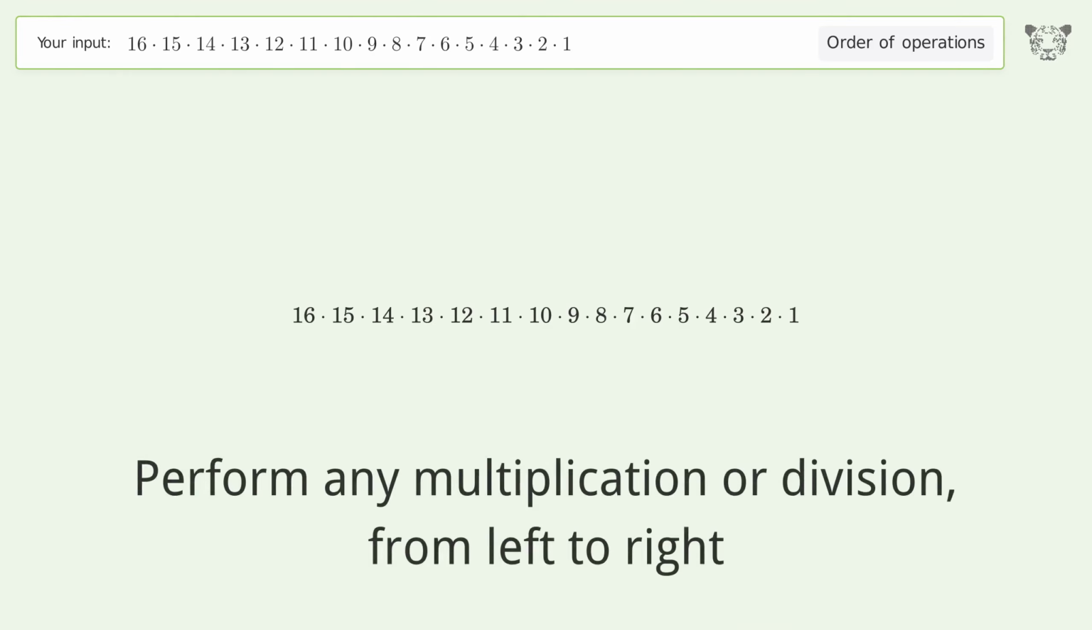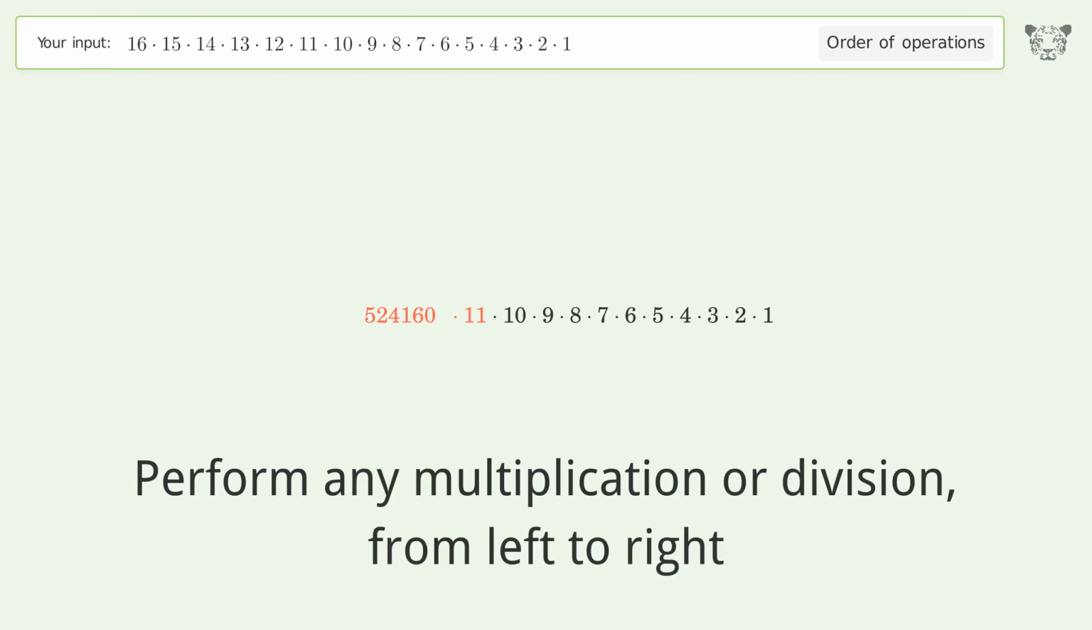Perform any multiplication or division, from left to right. 16 times 15 equals 240. 240 times 14 equals 3,360. 3,360 times 13 equals 43,680. 43,680 times 12 equals 524,160.